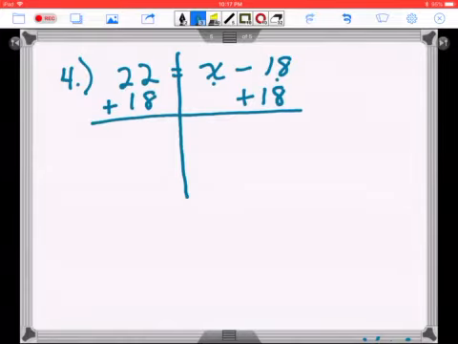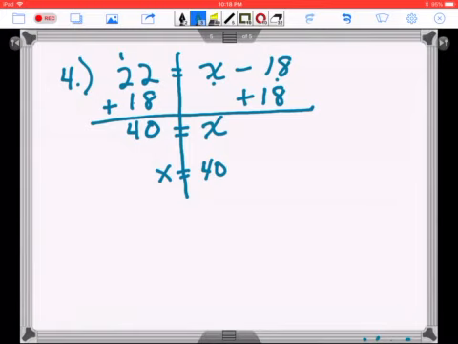Let's total up and see what we've got. 8 plus 2, that makes 10. Put down a 0, carry the 1. And 1 plus 2 is 3, plus 1 more makes 4. We get 40 on the left. And on the right, we just have our x. So x is equal to 40.